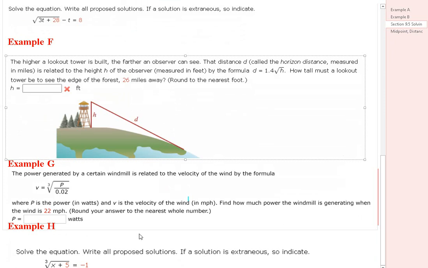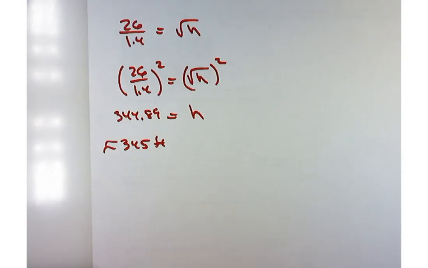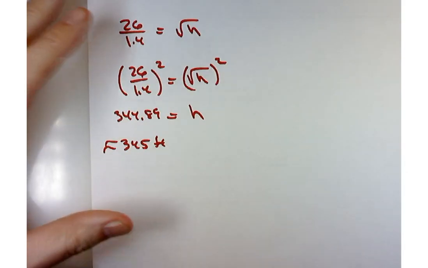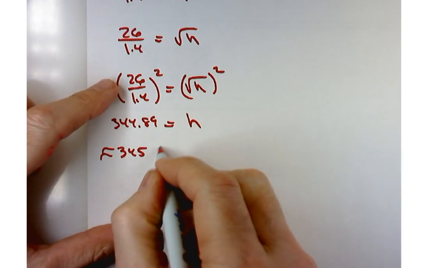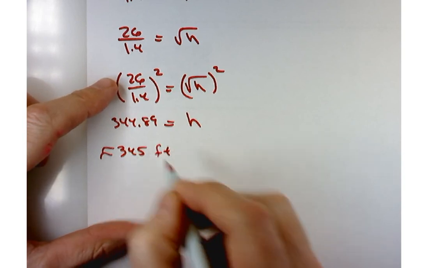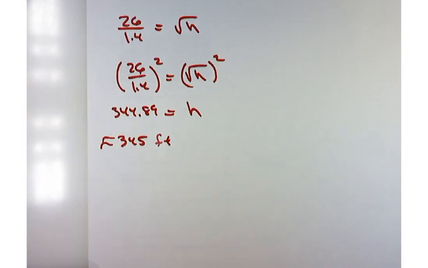That was how tall it was supposed to be, right? Yes, 344, so I'm not sure my chicken scratch came out too nice. Let me clean it up a little bit, but that's 345 feet. Yeah, so good on you to pay attention to the units. Thank you.